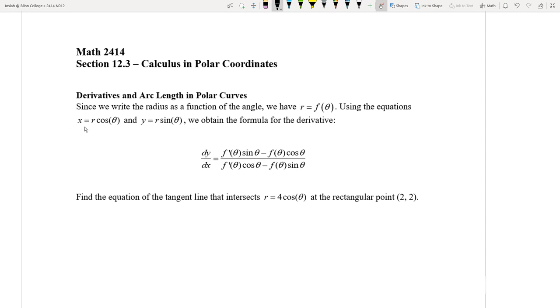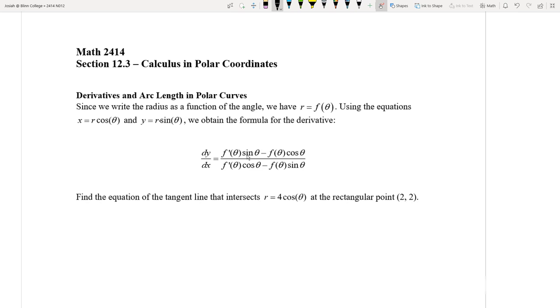We also have the relationship with x and y. We have these relationships that x is r cosine theta, y is r sine theta. And so we use the formula that we came up with when we were talking about derivatives in parametric equations to come up with dy, which is the derivative of r sine theta, over dx. And we treat r as a function, so we're going to have f of theta.